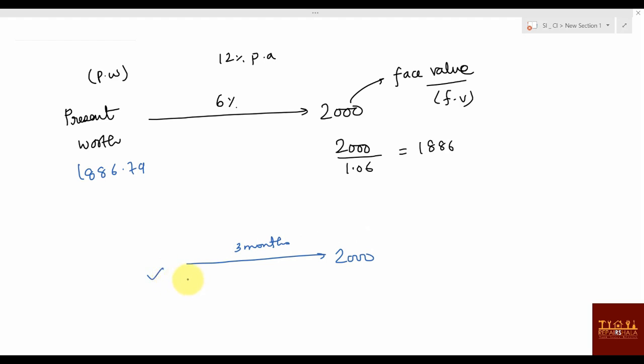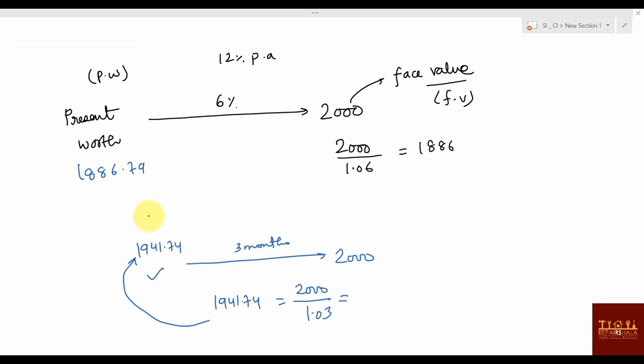Now I'm asking, if this 2000 rupees is there, and in my case 3 months before, what should be the present worth here? You can say it will be 2000 divided by 1.03. Yes or no? What will be that value? If you solve this one, you will be getting 1941.74. So this one you can say 1941.74.